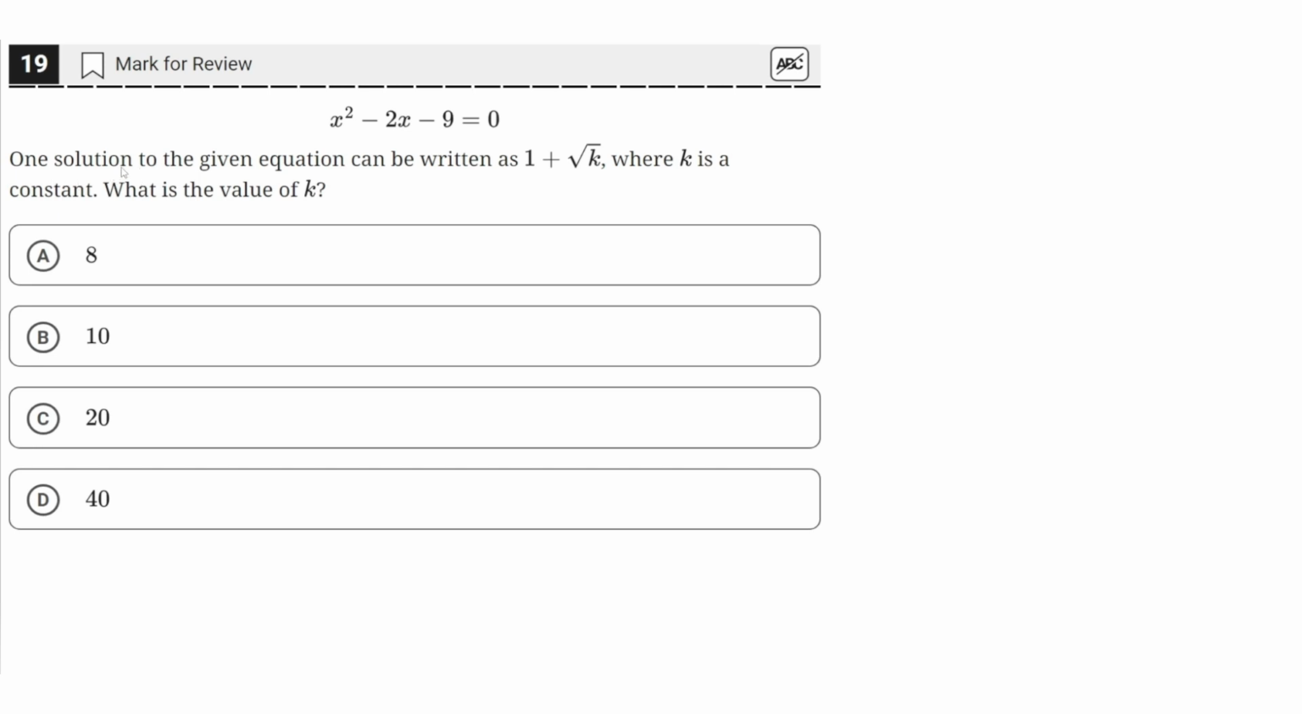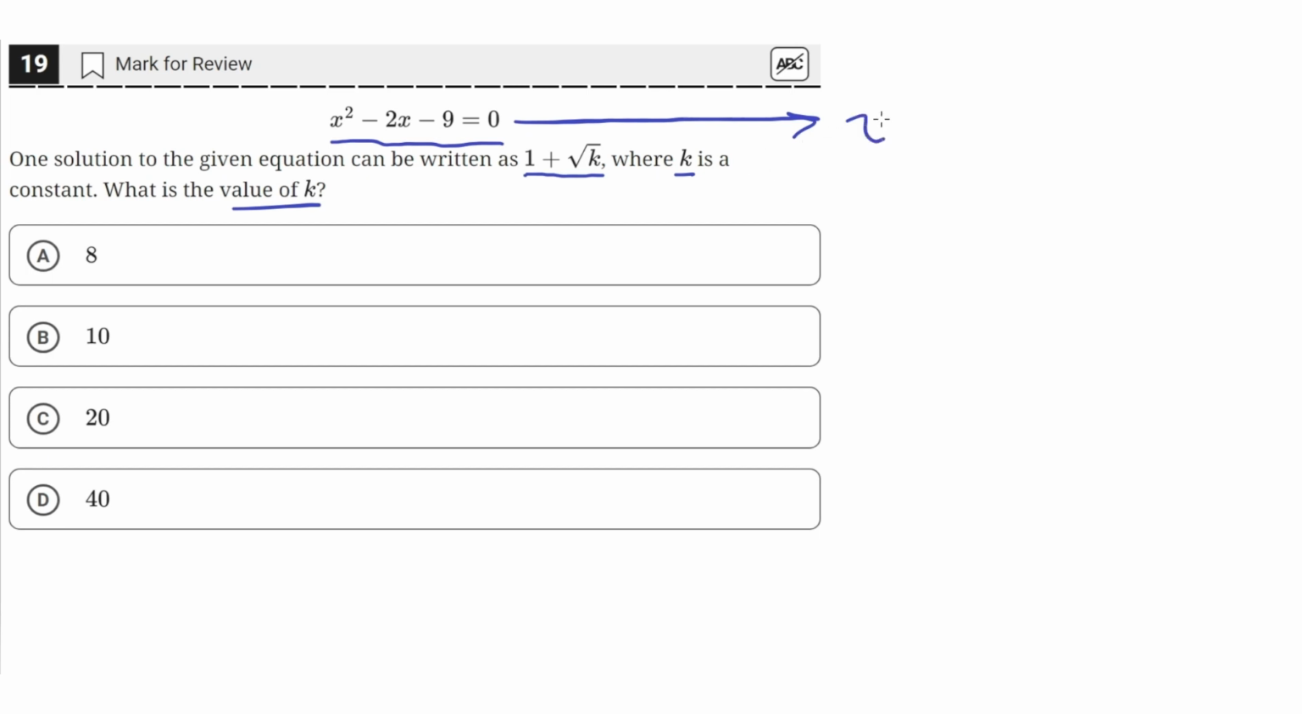One solution to the given equation can be written as 1 plus the square root of k, where k is a constant. What is the value of k? Okay, so we're given this quadratic here, and we need to find the solutions so that we can find the value of k. So we can solve this by using the quadratic formula.